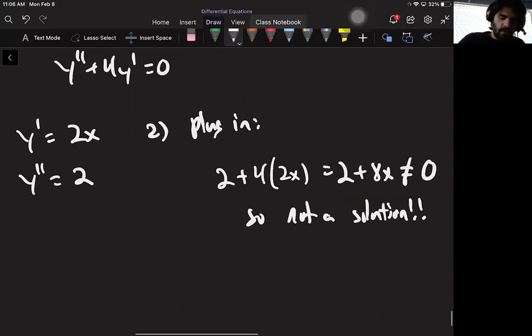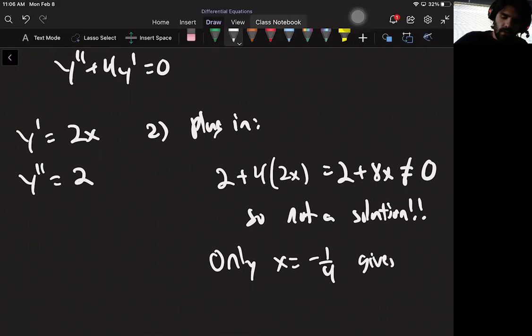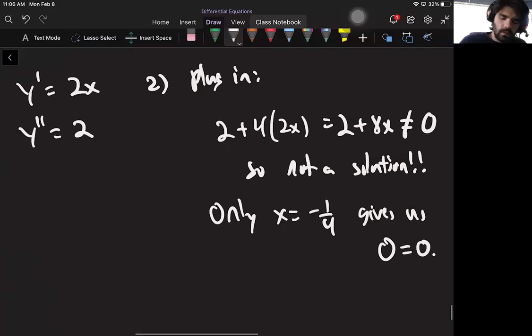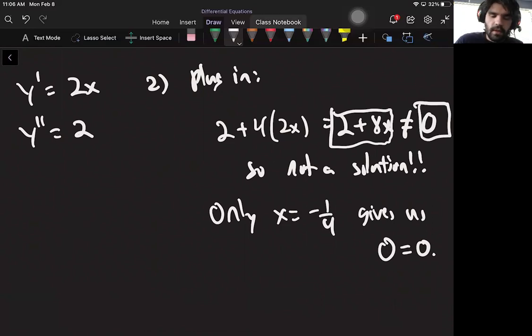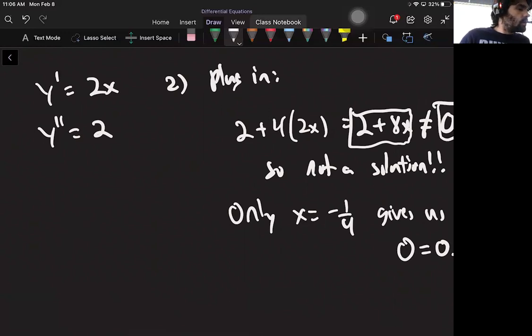However, if x happened to be negative 1/4, then we would get 0 equals 0. But that's not good enough. It's not always true. So it's not a solution. Okay. So this thing that we get needs to equal this thing. They have to be the same. They can't just equal each other sometimes. So that's why it's not a solution. All right.